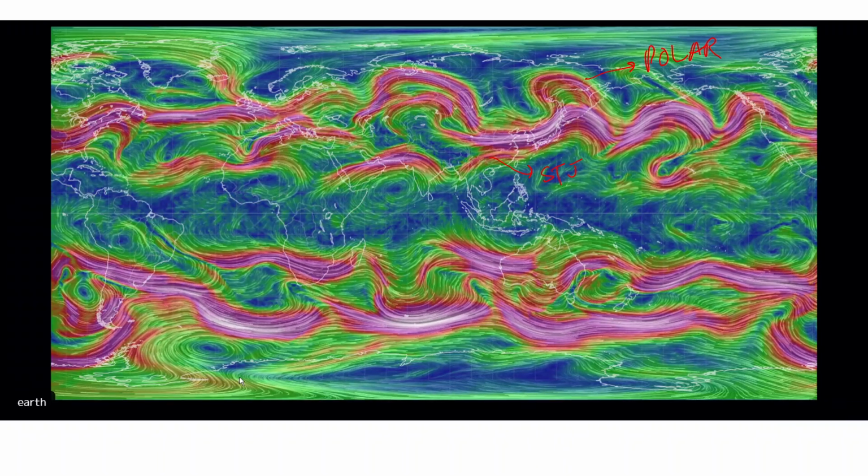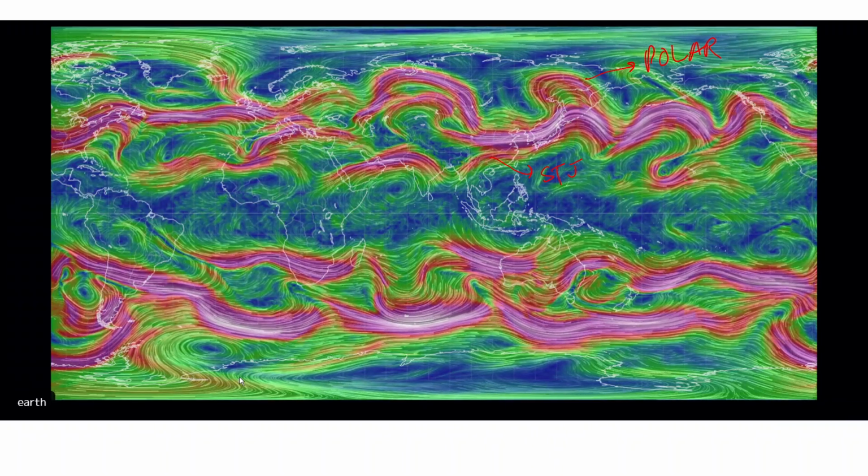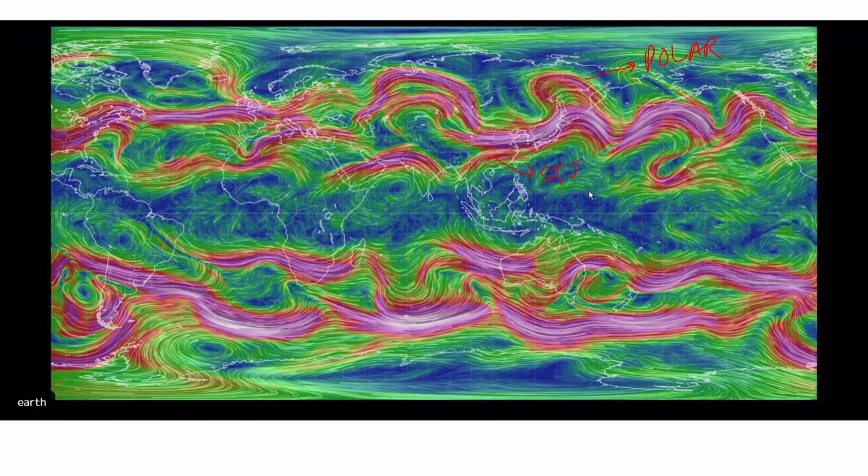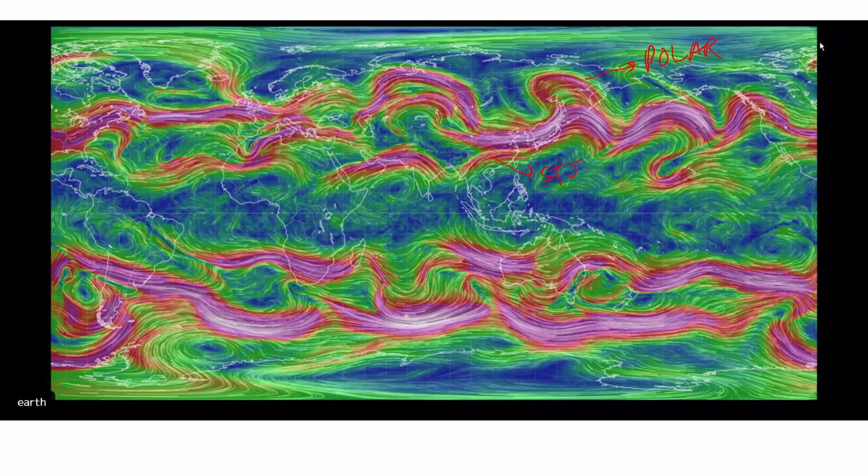or very sharp meandering loops in the northern hemisphere, while in the southern hemisphere, these bends are not as sharp as in the northern hemisphere. In the southern hemisphere, we can see relatively straighter winds. So why does this happen?